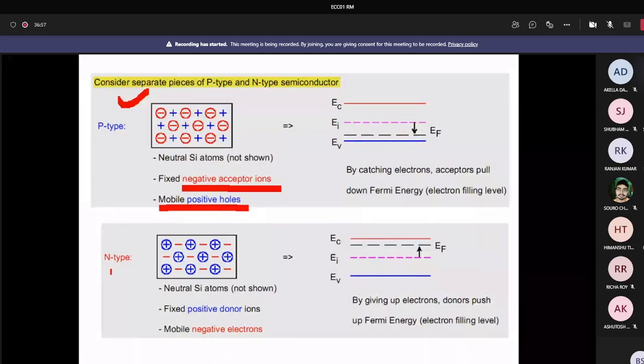Similarly, if you say n-type semiconductors, what will you have? Similarly, you have the positive donor ions, that is the positive circle, blue color, and negative electrons. Those are the majority carriers, and positive holes that I have not shown here. Those are the minority carriers. So minority carriers, majority carriers, and some ions will be there in either p-type or n-type semiconductors.